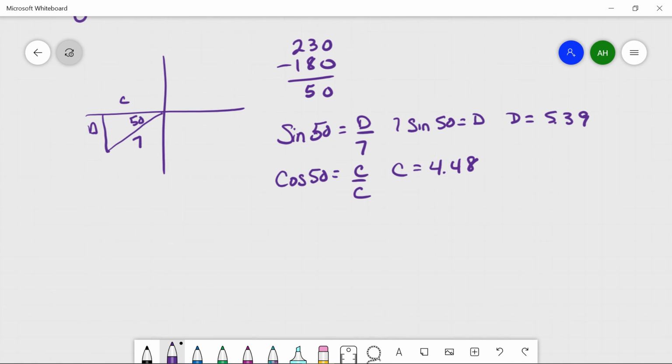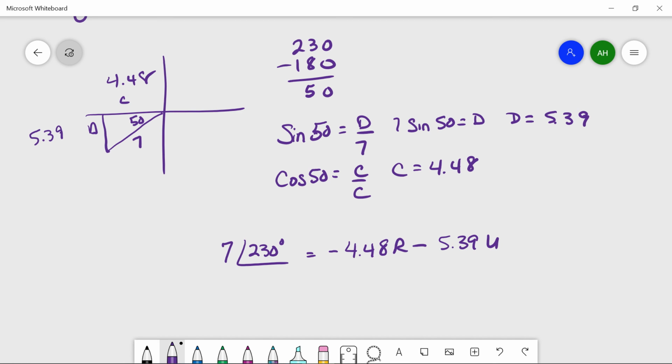All right? So now I know that D over here is 5.39. And I know that C over here is 4.48. So for this vector, 7 at 230 degrees, the rectangular coordinates are going to be negative 4.48 R minus 5.39 U. Okay? It's a little funny, but it totally kind of makes sense when you just work it out. Okay? That gave us lesson 54.